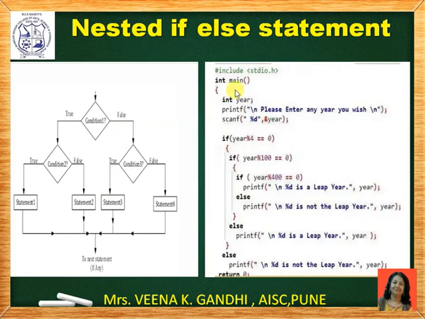Let us see an example using the nested if-else statement. Now this program checks whether a given year is a leap year or not. A leap year is exactly divisible by 4 except for century years. Century years means years ending with 00. A century year is a leap year only if it is divisible by 400.